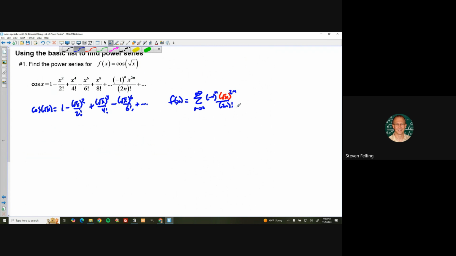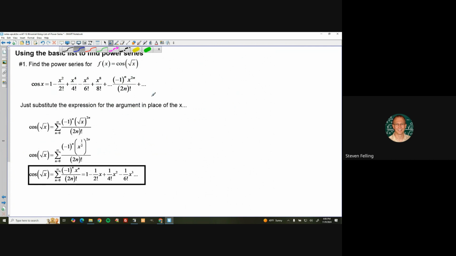Okay, simple as that. There are properties that back this up that say that if you have a power series of a function of x, you can find the power series and then apply the function to the x. All right, so kind of nice.